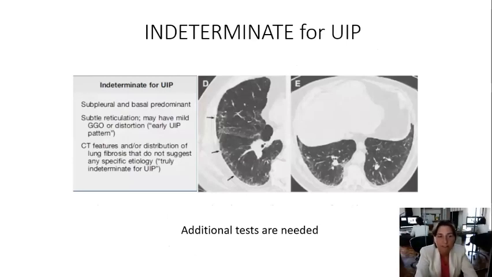Indeterminate for UIP can be IPF, NSIP, sometimes HP, or early interstitial lung disease, and is one of the scenarios in which lung biopsy is mostly useful.